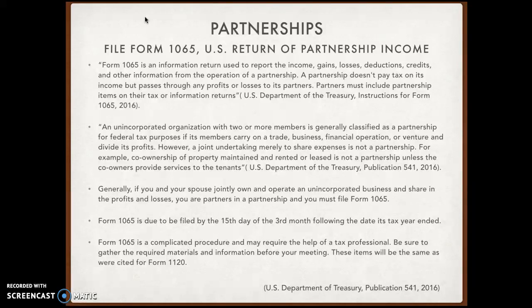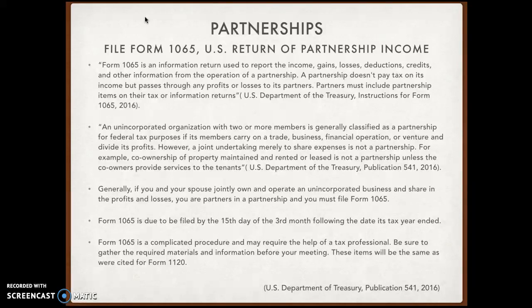An unincorporated organization with 2 or more members is generally classified as a partnership for federal tax purposes if its members carry on a trade, business, financial operation, or venture and divide its profits. However, a joint undertaking merely to share expenses is not a partnership. For example, co-ownership of property maintained and rented or leased is not a partnership unless the co-owners provide services to the tenants. Generally, if you and your spouse jointly own and operate an unincorporated business and share in the profits and losses, you are partners in a partnership and you must file Form 1065.